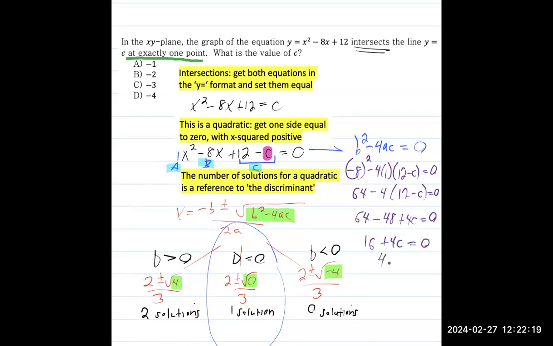Take away 16 from both sides. 4c is equal to negative 16. And divide by 4, and you get negative 16 over 4, which is negative 4. And the answer here is D.